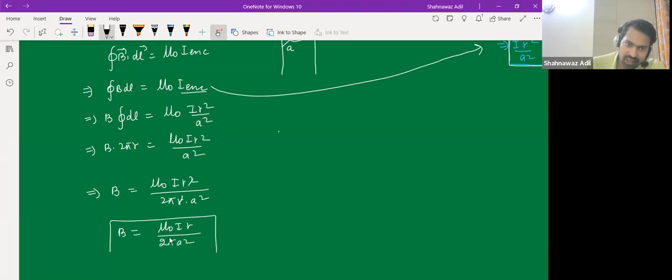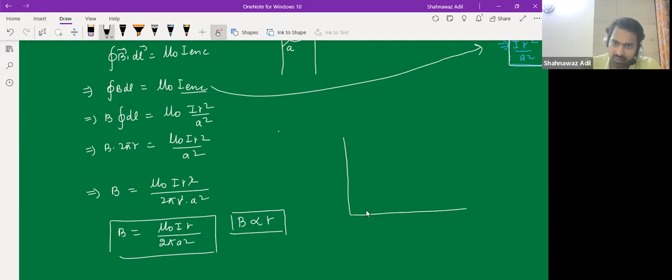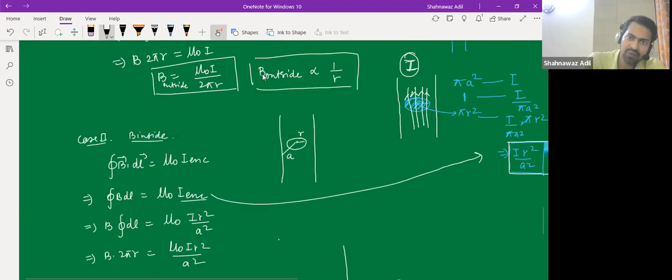You can see that mu naught, I, 2 pi, a square are constant. So magnetic field is varying like r. This is directly proportional. So if I make the graph B versus R, this is R, this is B, and let's say this is R equal to A. Up to R equal to A, this is inside, and it is a straight line. And then after A, it is varying like 1 over R, which is a hyperbola.